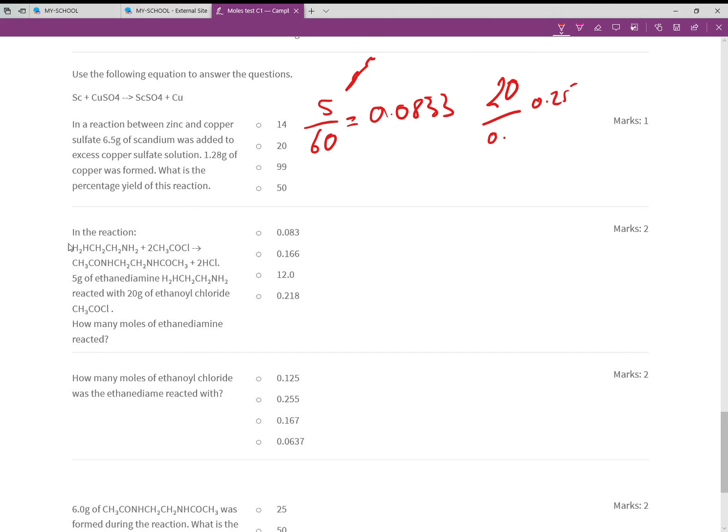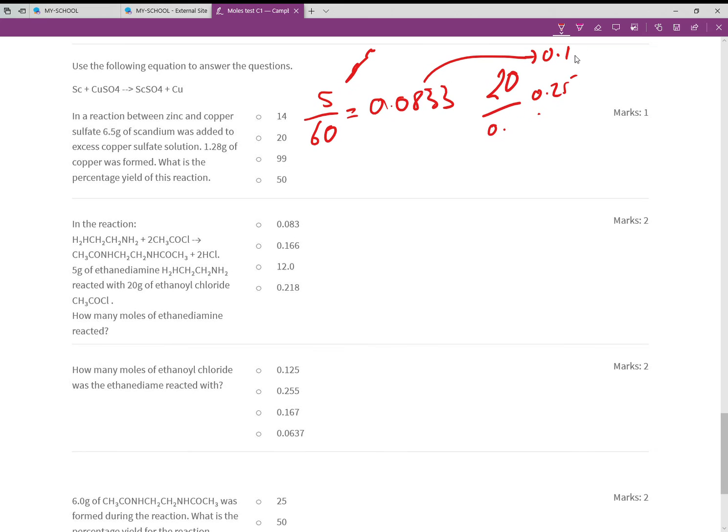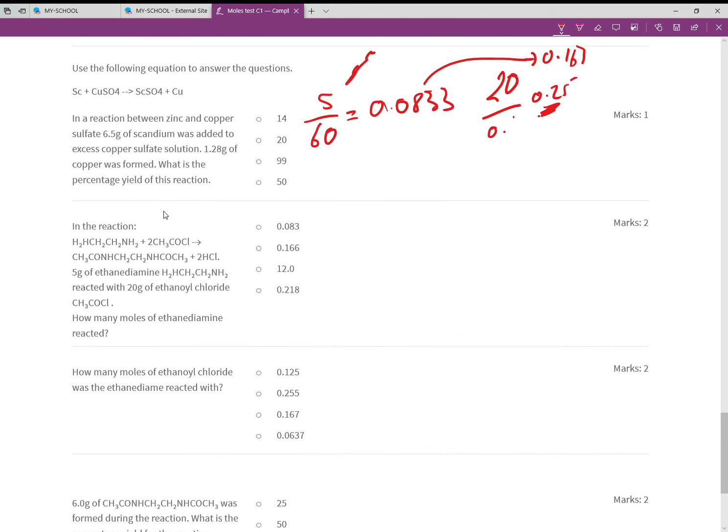Now the ratio here is 1 going over to 2, so we need to take this value to work out what's in excess and multiply it by 2. So 0.0833 times 2 would mean we need 0.167 moles of that, but we have way more than that, so this is in excess. So my ethanoyl dichloride there is in excess, so this is my limiting reactant, if you like.